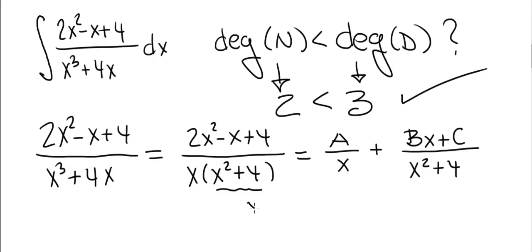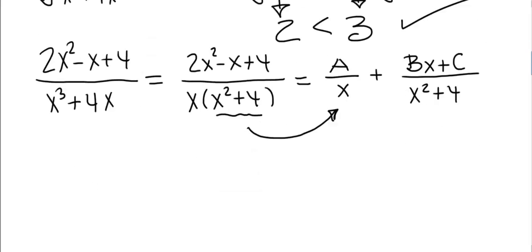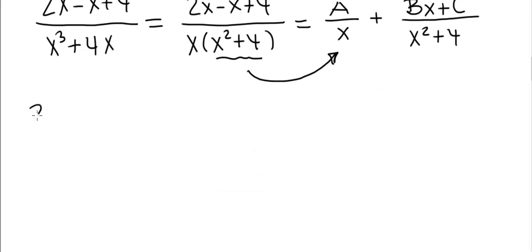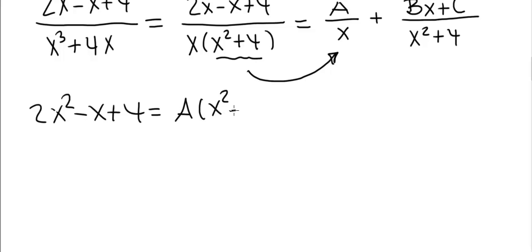Now let's multiply both sides by the denominator. On the left we have 2x squared minus x plus 4, and on the right, after cancellation, A times x squared plus 4 plus Bx plus C times x.